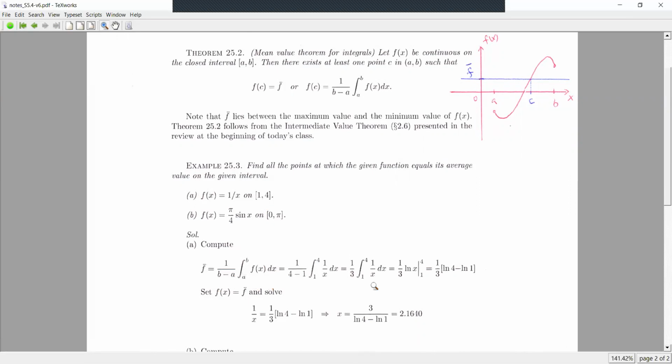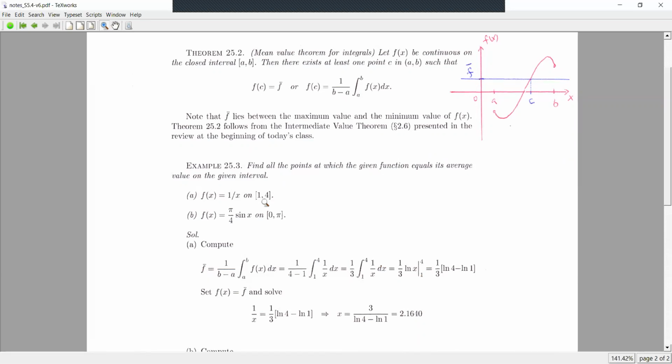Now, we compute this integral by the fundamental theorem. The antiderivative of 1 over x is natural log. Then plug in the upper limit 4 and the lower limit 1 in x. Okay. Then this number is the average function value over this interval.